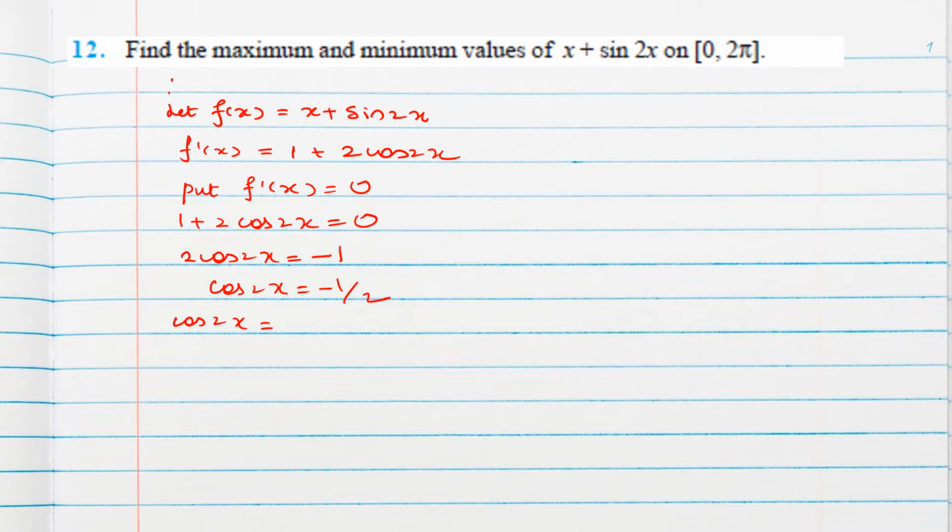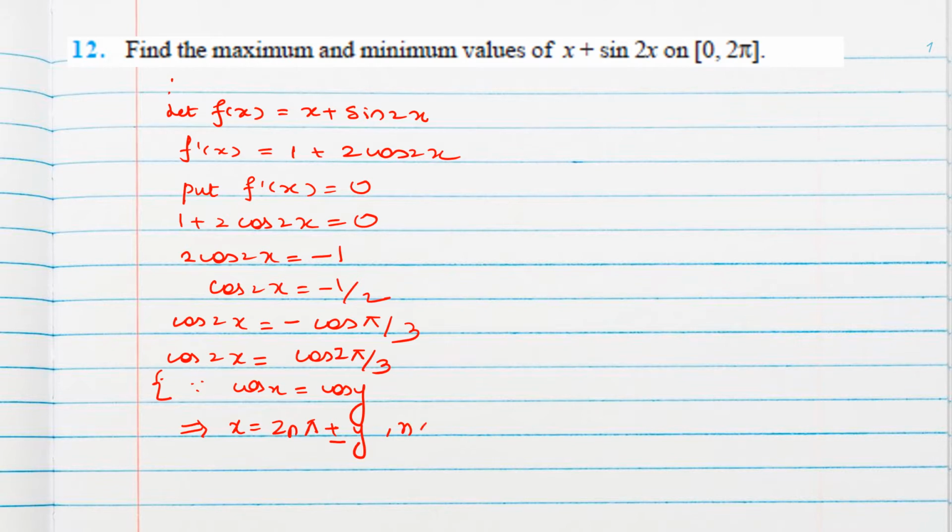Now 1 by 2 means we know cos π by 3, cos 60 is 1 by 2. So we can write cos 2x is equal to cos, this is negative, so π minus π by 3 we can write, isn't it? That is 2π by 3. So now we can apply the general solution formula, since we know cos x is equal to cos y implies x is equal to 2nπ plus or minus y, where n belongs to Z. This is from chapter number 3, class 11, trigonometric functions.